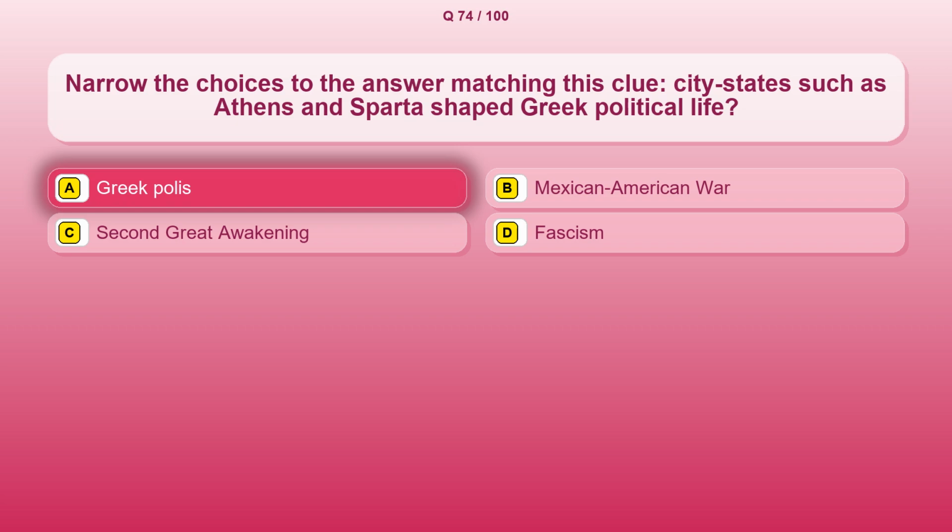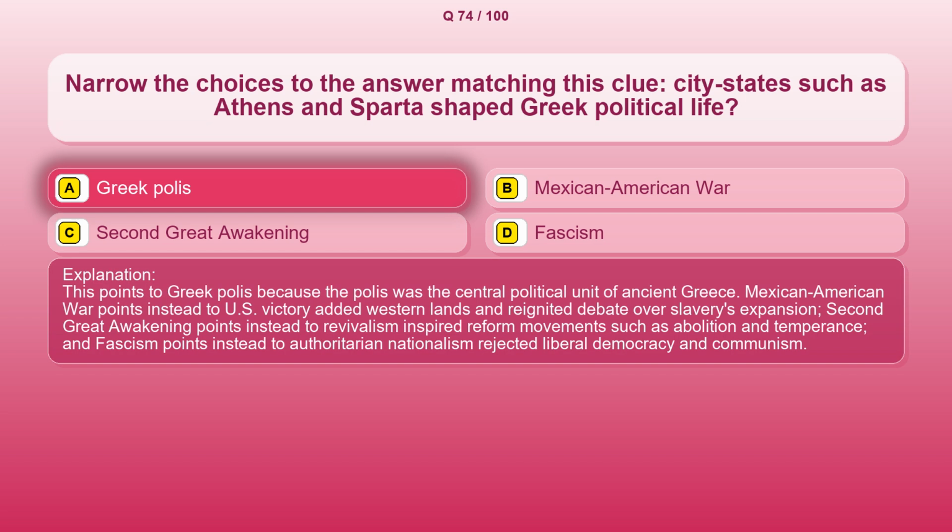The correct answer is option A. Greek polis. This points to Greek polis because the polis was the central political unit of ancient Greece. Mexican-American War points instead to U.S. victory added Western lands and reignited debate over slavery's expansion. Second Great Awakening points instead to revivalism-inspired reform movements, such as abolition and temperance, and fascism points instead to authoritarian nationalism rejected liberal democracy and communism.